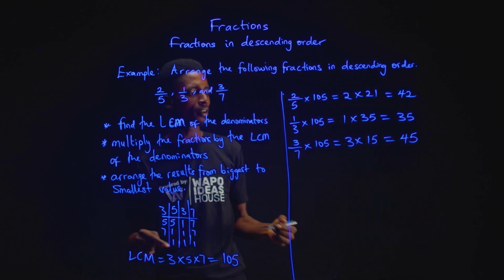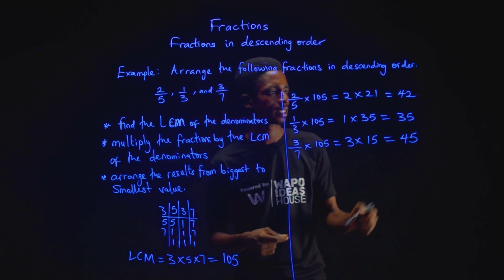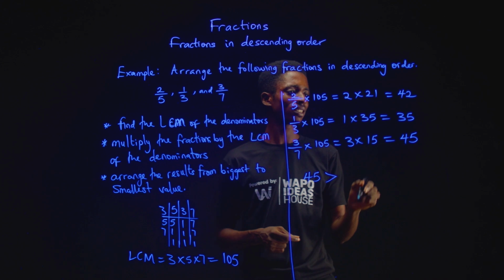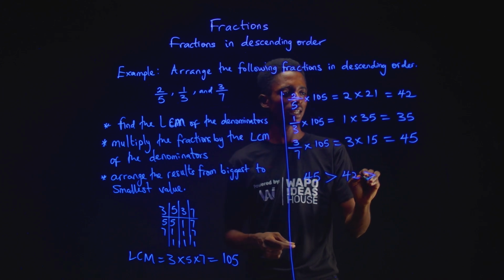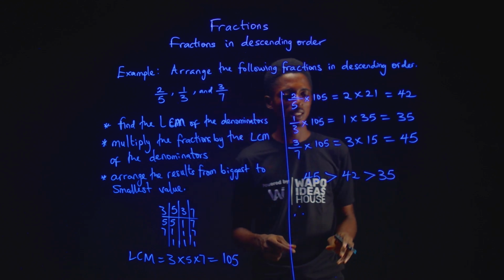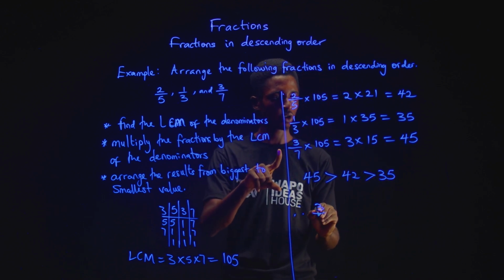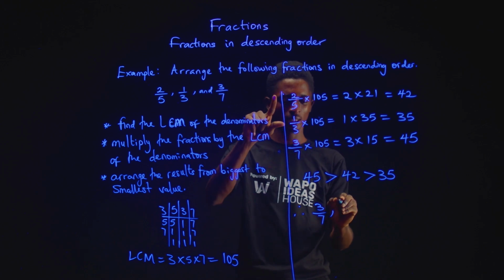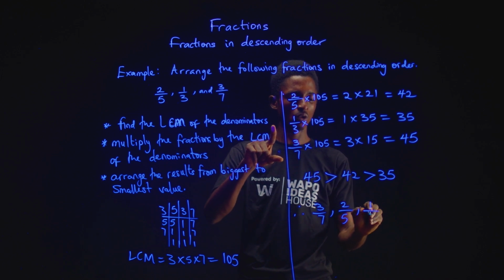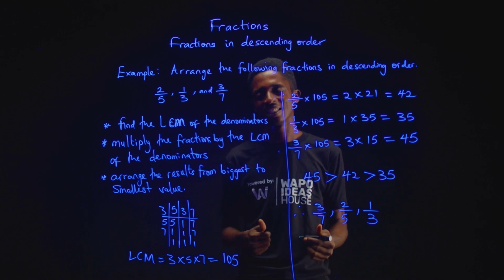Now to step 3, arrange your result from the biggest to the smallest. The biggest we have here is 45. That is 45 is greater than 42, which is greater than 35. Therefore, our fractions in descending order would be 3 over 7, followed by 2 over 5, followed by 1 over 3. This is how we arrange a set of fractions in descending order.